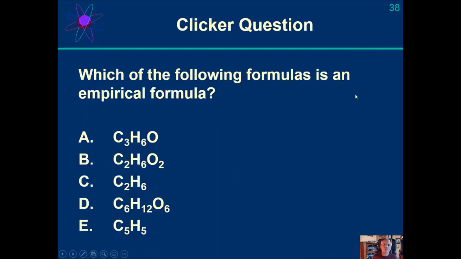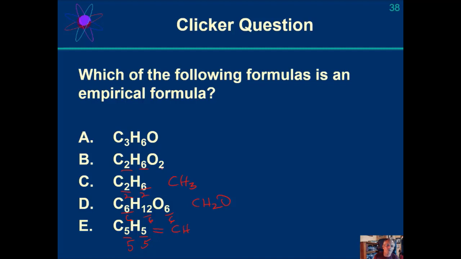So which of the following formulas is empirical? Well, this is really easy to determine. If I can come up with a simpler ratio, and you already know about this one, I'm going to divide by 6 here. This is going to be CH2O. That means that neither of these are empirical. I could divide both of these subscripts by 2. That's going to give me CH3.